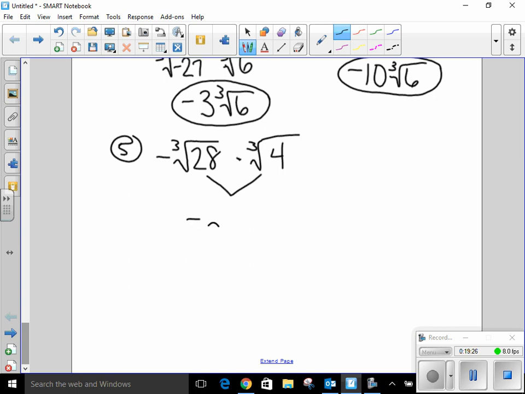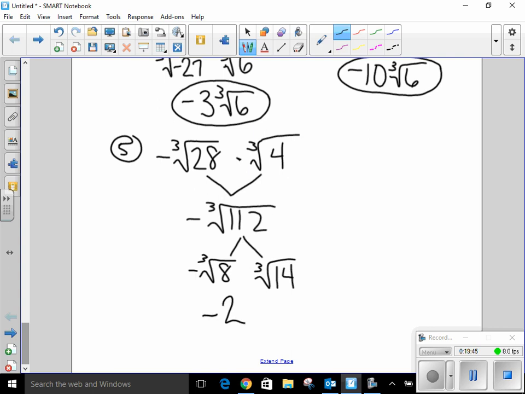So this would make negative cube root of 112. Notice the negative sign is on the outside this time, not on the inside. And then if you break 112 down, it can break into negative cube root of 8 and cube root of 14. Negative cube root of 8 is going to be negative 2, and then cube root of 14 stays cube root of 14.